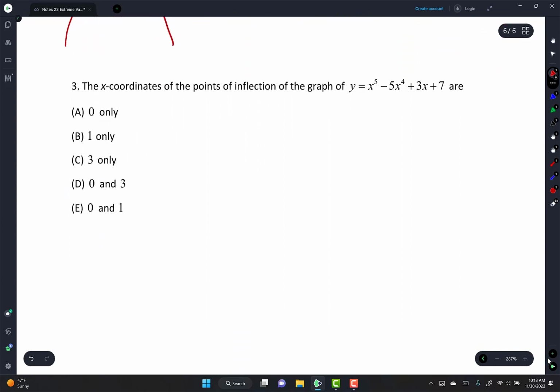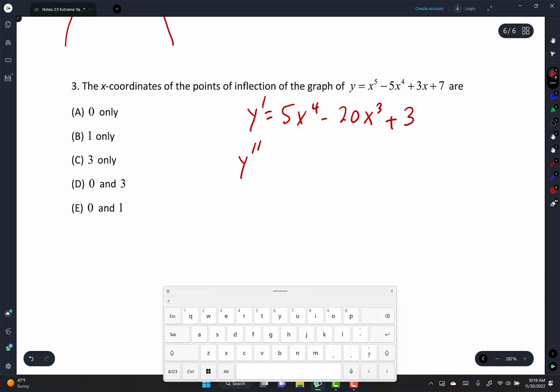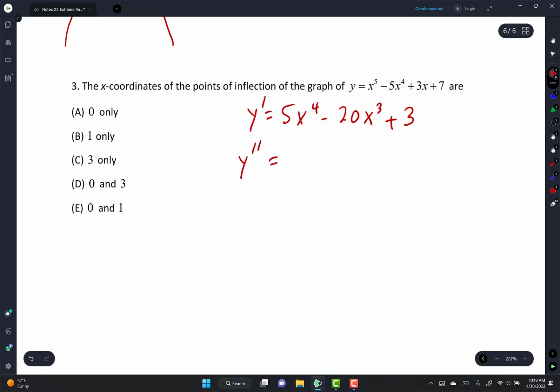The x-coordinate of the points of inflection of the graph, and you don't have a calculator, are... well, let's find out. You guys ready? I take a derivative. Y prime equals 5x to the 4th minus 20x to the 3rd plus 3. Am I done with that derivative? I need a second derivative. Y double prime equals 20x to the third minus 60x squared. And I set this second derivative equal to 0.